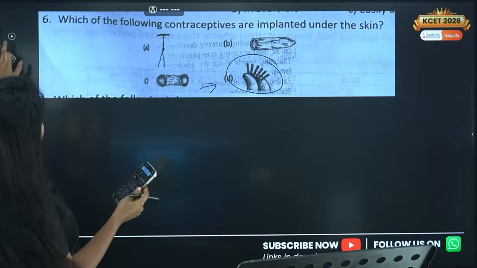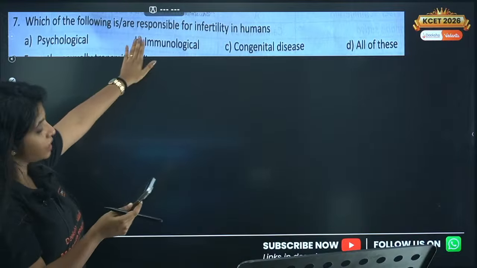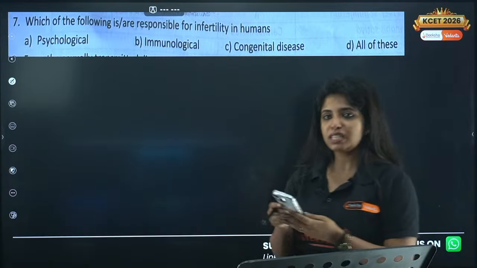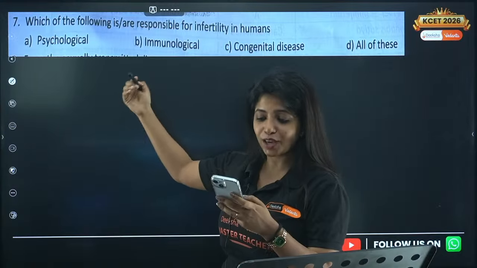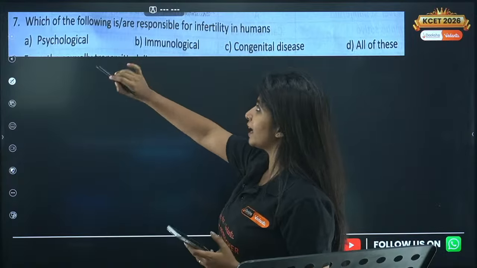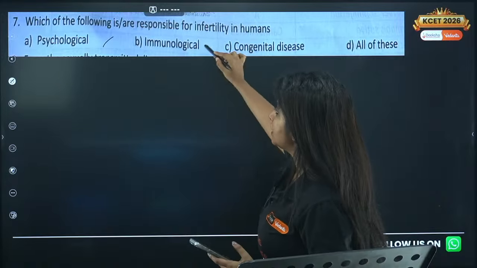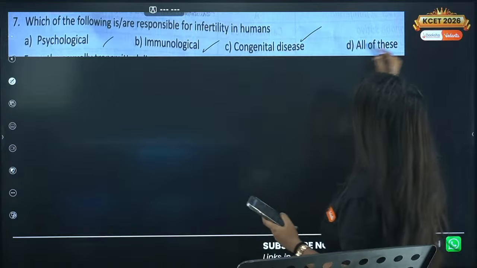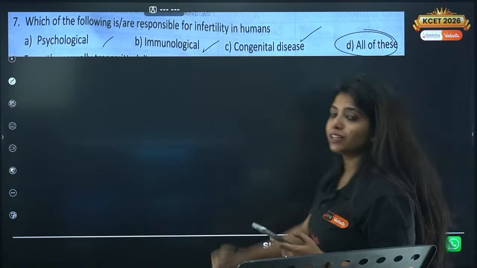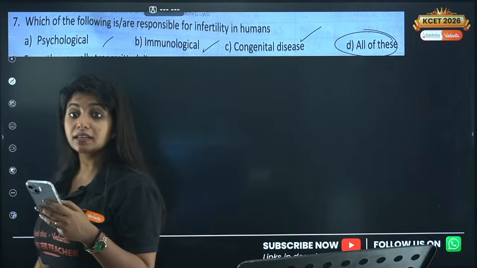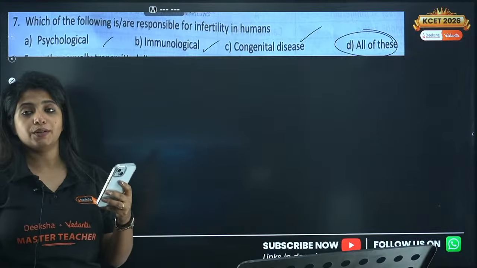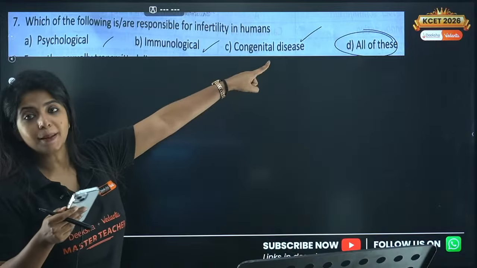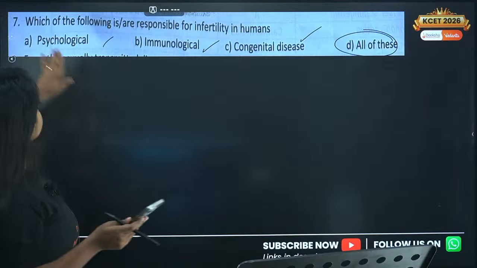Fine. Going ahead with the 7th question, which of the following is or are responsible for infertility in humans? Now, it's a simple question, but sometimes children think more about it and get it wrong. So, psychological factors, immunological factors, congenital means genetic factors, or all of this. All of this can be a reason for infertility. It's given in your NCERT, this particular statement. Okay, so the 7th question answer is D.